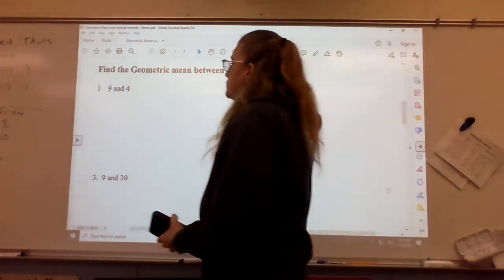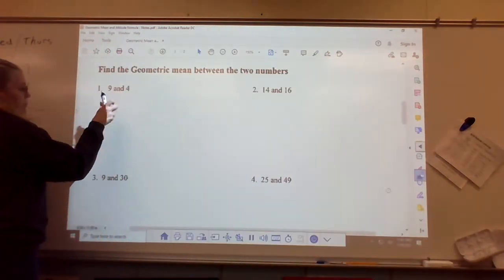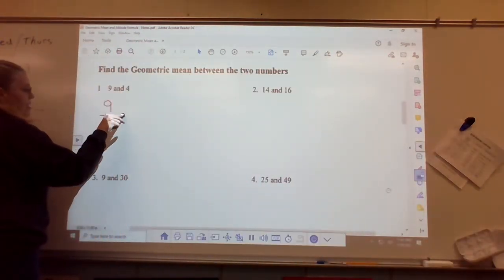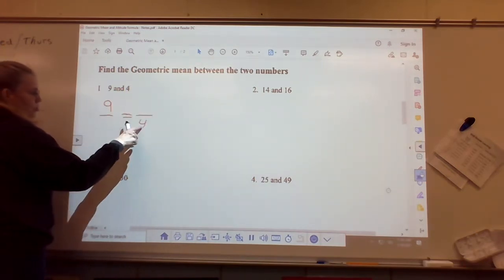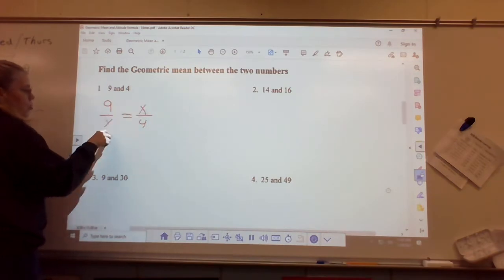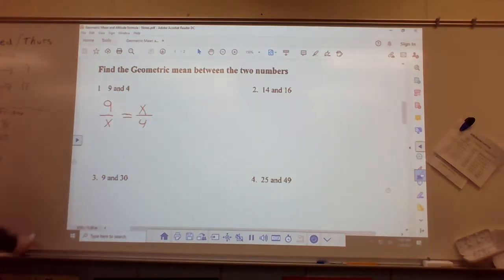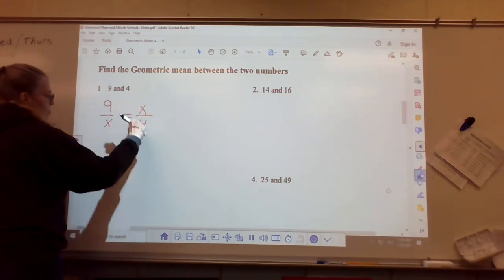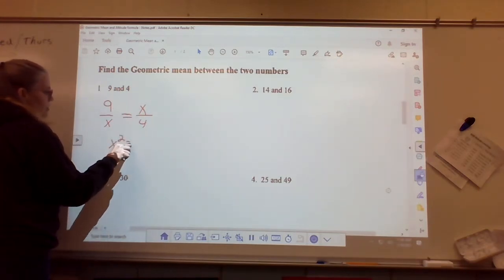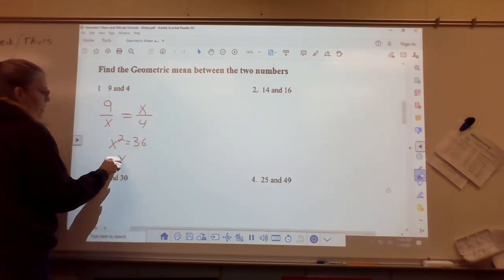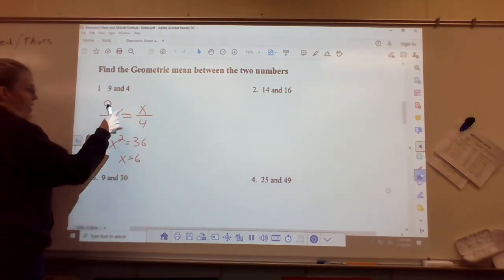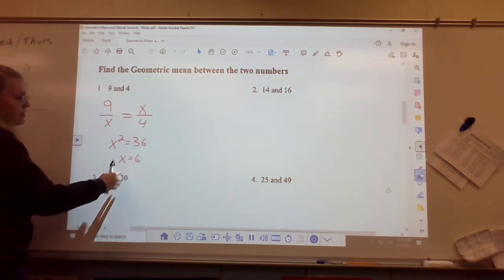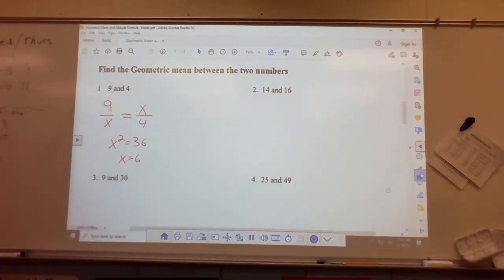This first one, I've got my 9 and my 4. My 9 and my 4 are going to go diagonal from each other in the proportion. Put X's in the other two corners. That's my setup. Multiply out those diagonals. X squared equals 36. X equals 6. So 9 over 6 is the same ratio as 6 over 4. That's what it means to have a geometric mean. It's the value between them that gives you the same ratio.